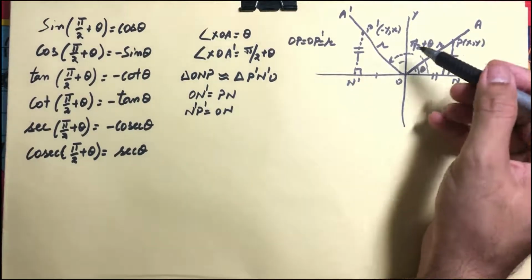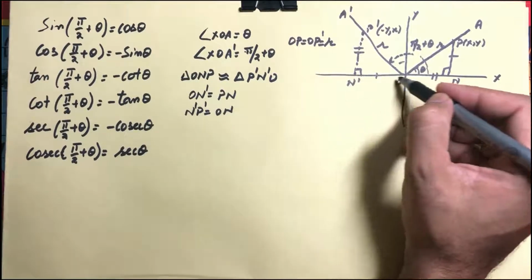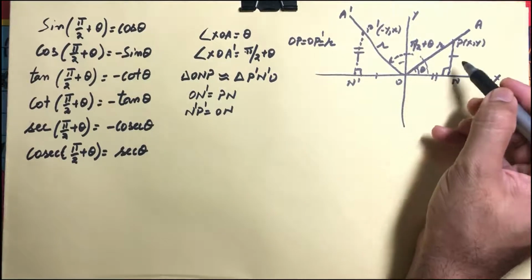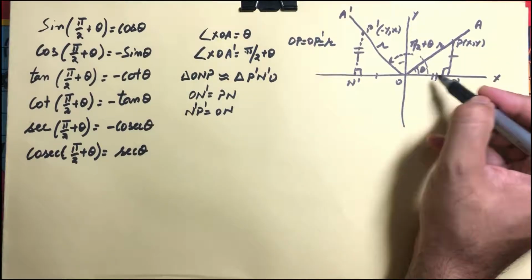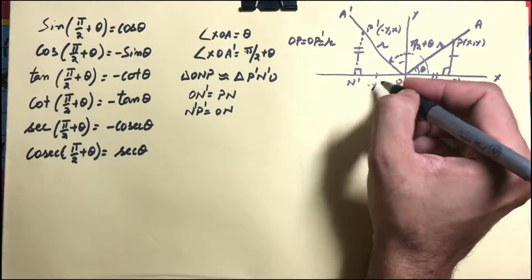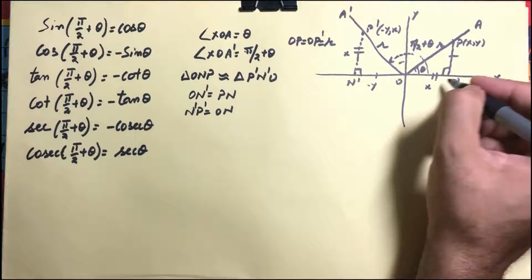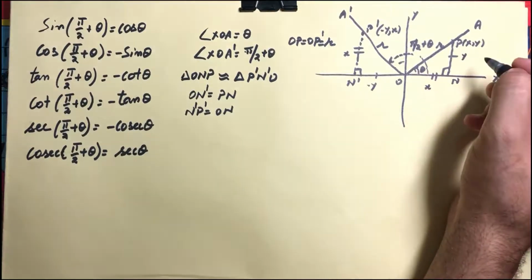Got it? So we repeat it here. How much is ON dash? ON dash is PN. Y. So this is minus y. This is minus y. And this is plus x. And here this is x and this is y.